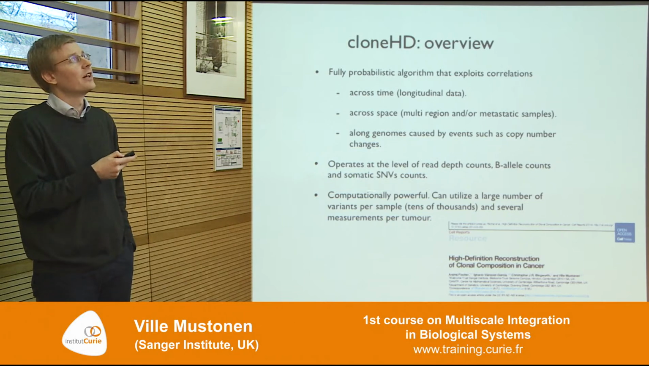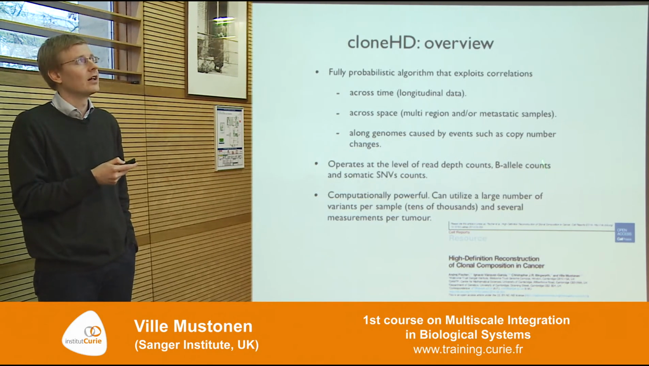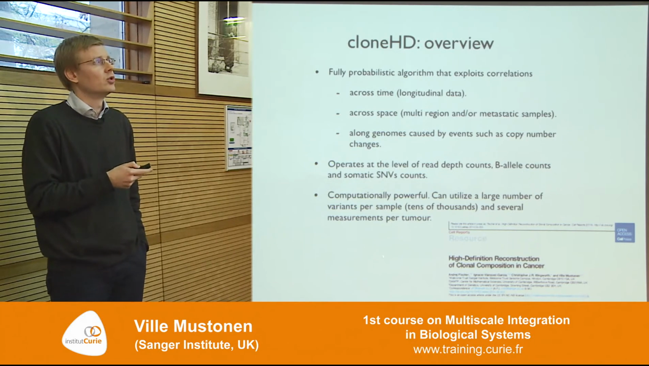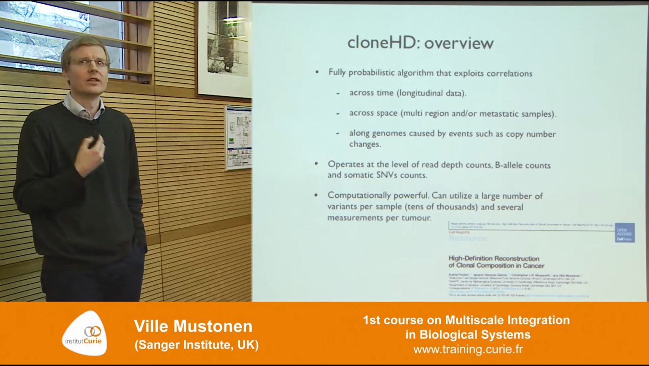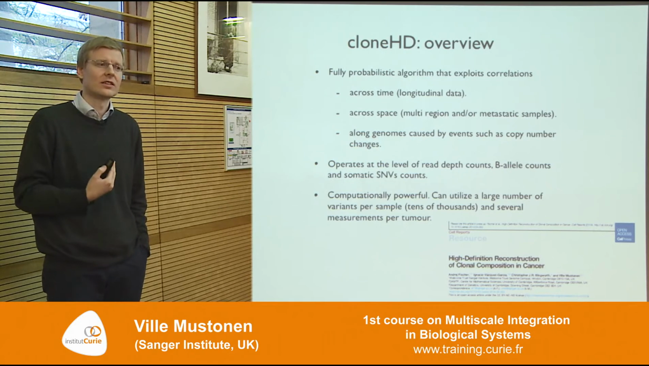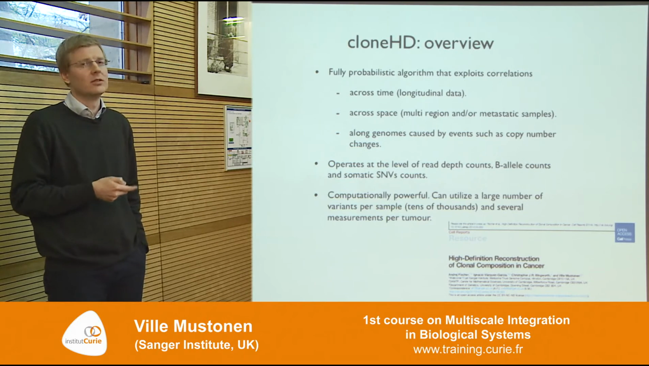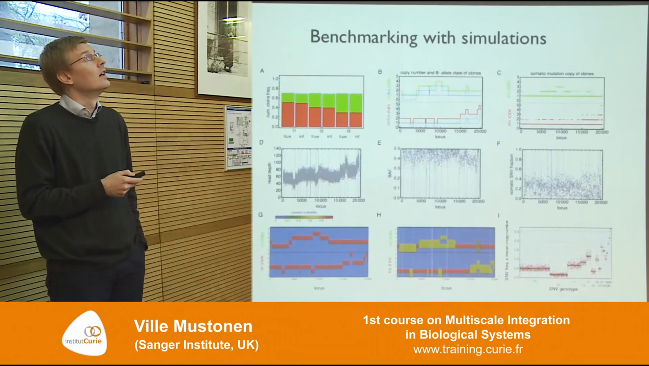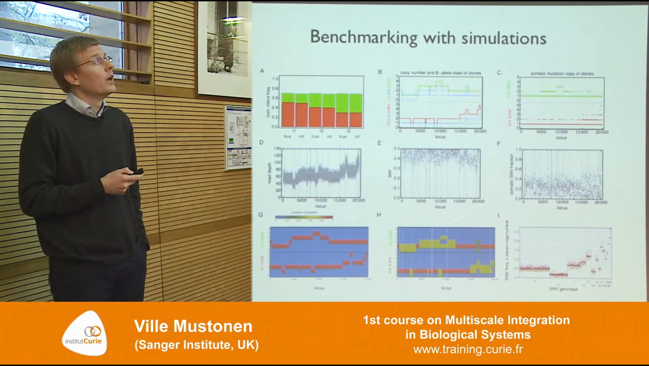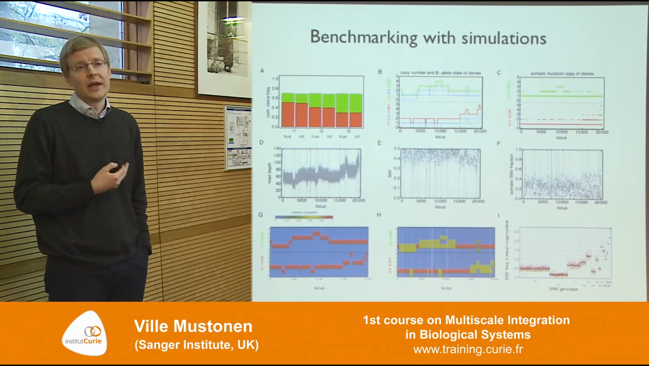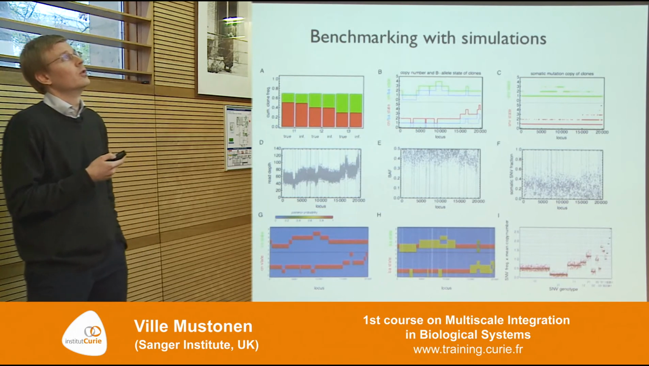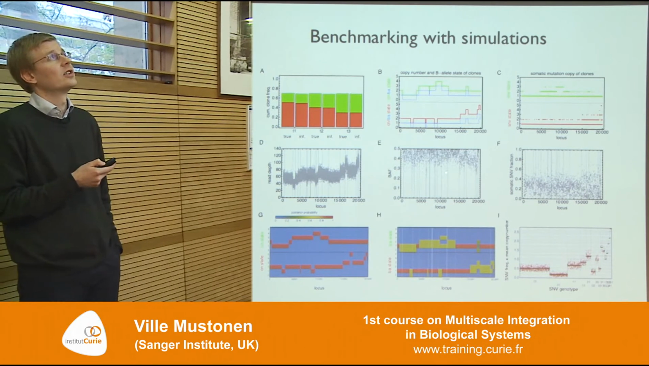This algorithm operates at the level of read depth and so-called B allele counts, I'll explain later what this is, and somatic SNP counts. And we can run it through with real data. With cancer genomics, the data sets tend to be quite large, so whatever you develop should be applicable to real data. And when you develop an algorithm like that, you always benchmark with simulations. So I'm just going to show you this benchmark to explain what the data is like.